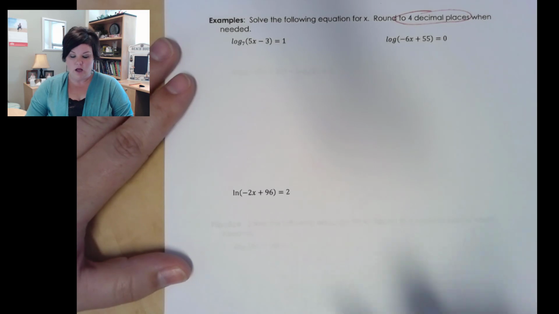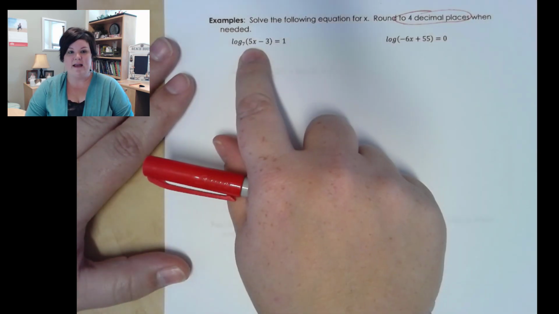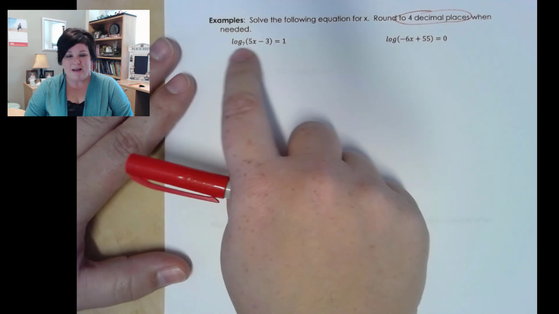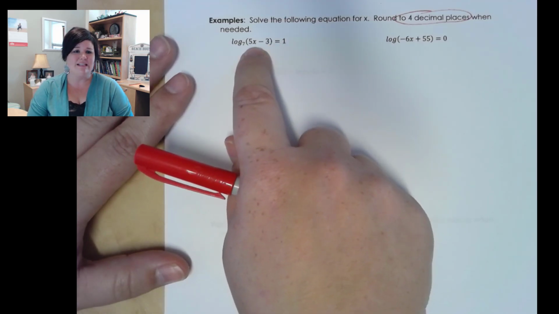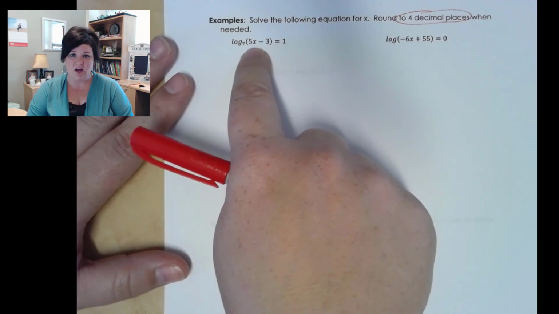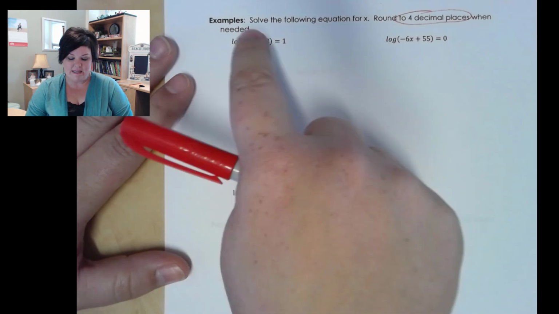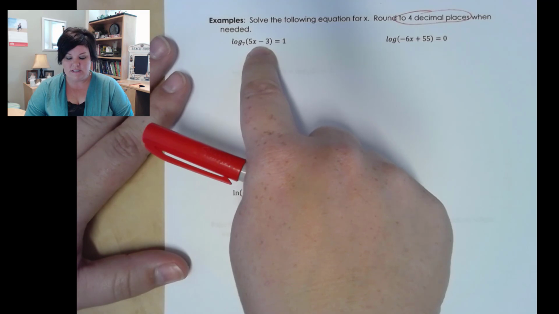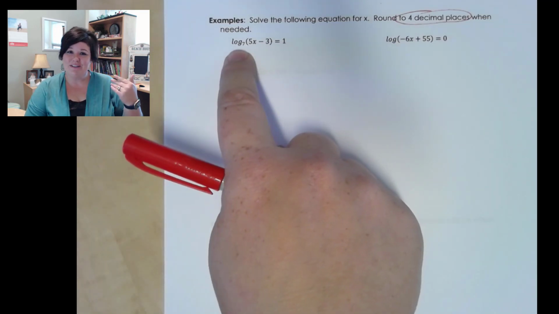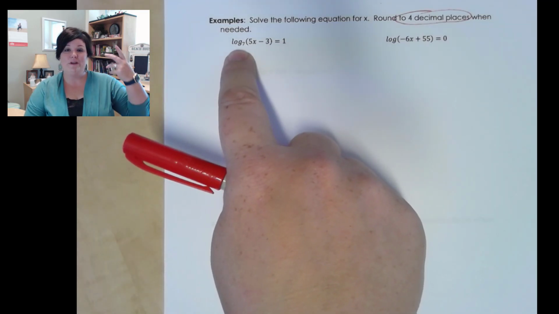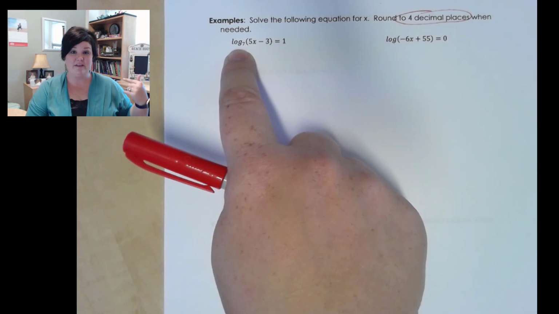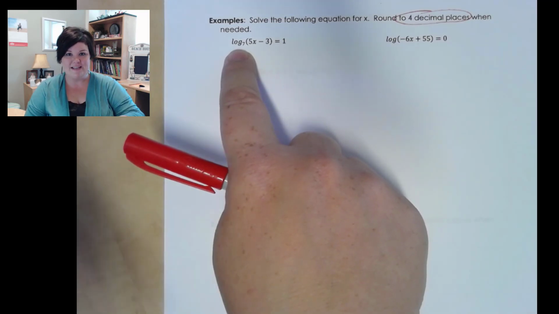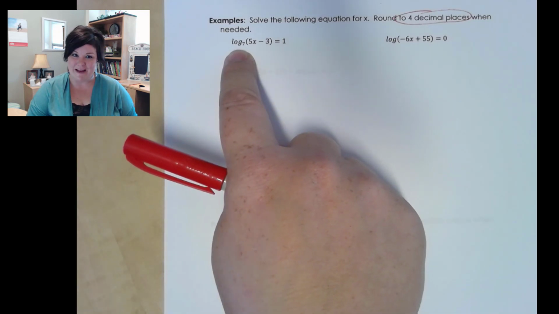It says log base 7 of 5x minus 3 equals 1. So what I'm solving for is x, and right now it's stuck inside of this log. So I need to get what's inside the log out of the log, or I need to get rid of the log. So just like we did in our exponential section, we used logs to get rid of exponential bases. So here, to get rid of a log base, we can use the exponential base.